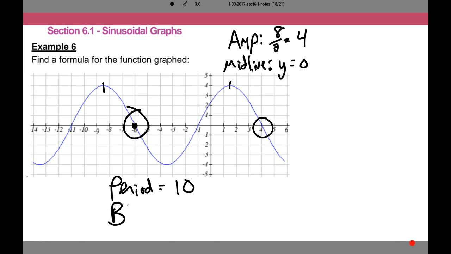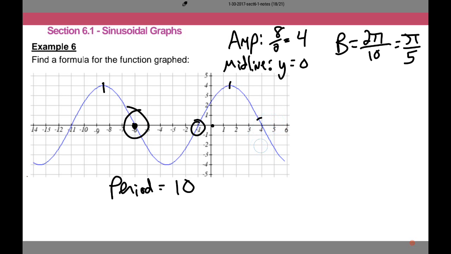So when we find our B value in our equation, B is going to equal 2 pi over 10, which in this case is pi over 5. Now, we can tell this has been shifted because our peaks aren't on the y-axis and our points where we're going down or coming back up, like this one, aren't at 0, 0. So when you look at these functions and they're not there, that means it's been horizontally shifted. And we have to figure out that shift.